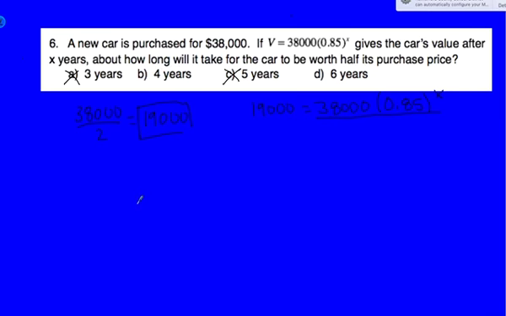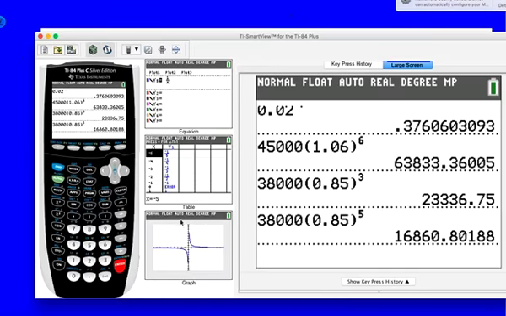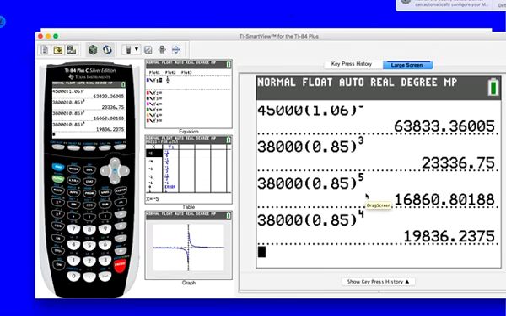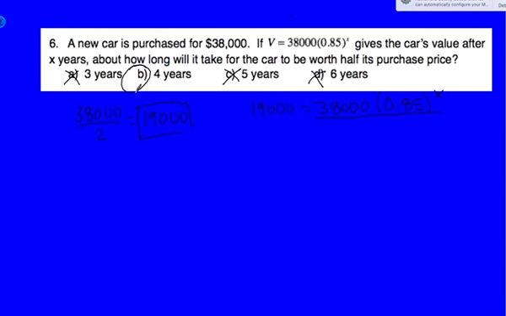So now let's try 4. That means that we can eliminate 6 as well, because that's going to depreciate even more than the 5 years did. So let's try 4 and just see what we get. So 38,000 times 0.85 to the 4th. So when we do that, we get 19,836.2375, but that 7's going to bump up the 3 to a 4, which gets us pretty close to 19,000. So B would be our answer.